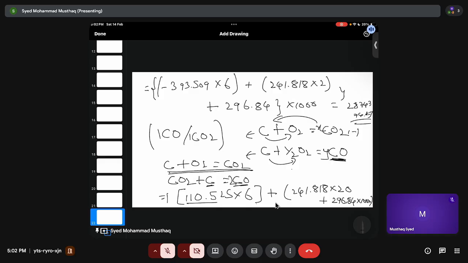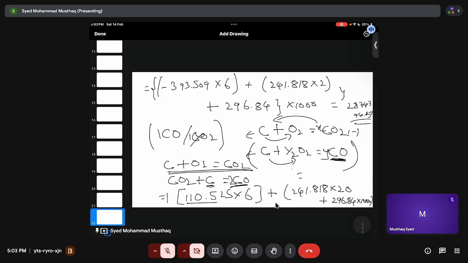Okay, let's say we have only carbon monoxide, there is no complete combustion, only total carbon monoxide. So everywhere you will find carbon monoxide, there will be no carbon dioxide. So if I remove this, then 110.525 into 6, so whatever carbon is there is totally getting used to get CO. Now finally you will get the value, so that is how we do it.